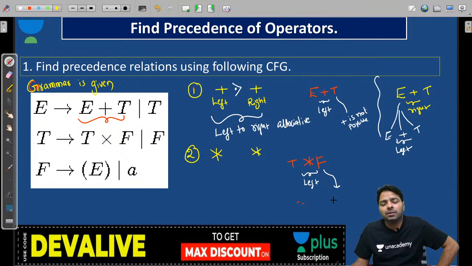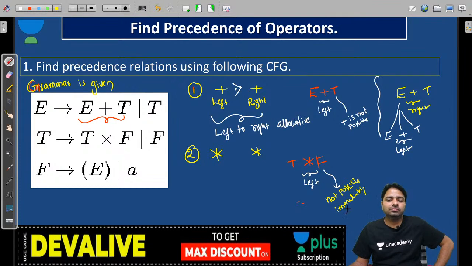So here it is possible, but you don't have an immediate star. Not possible immediately. Just after one symbol or immediately. Just after one symbol. That's not possible.